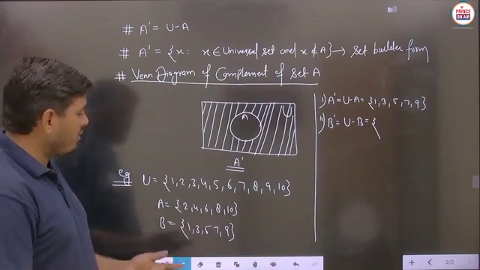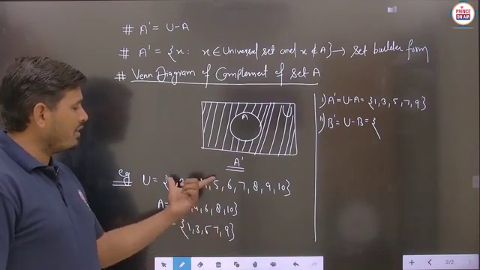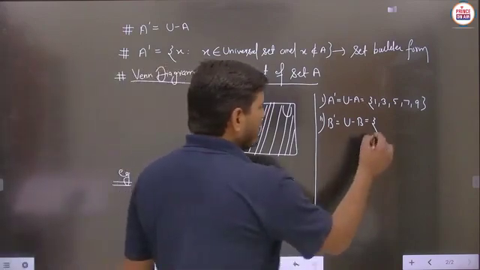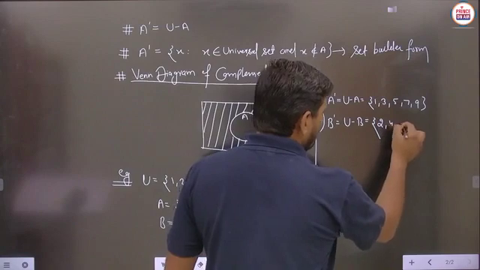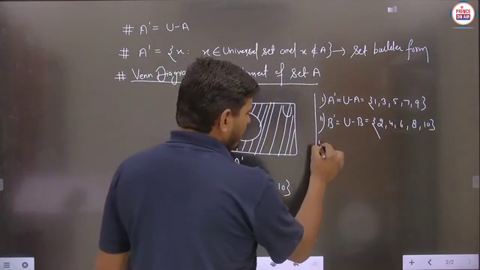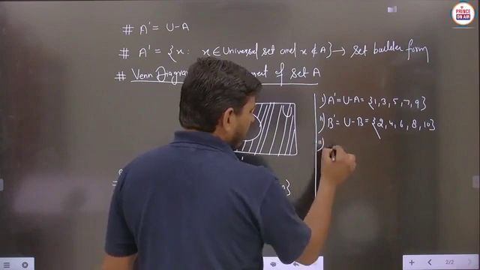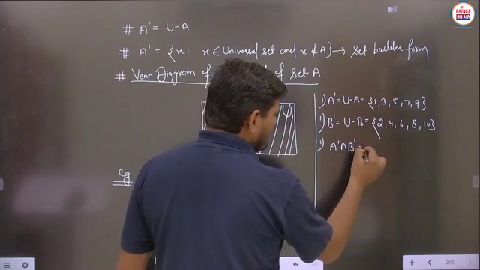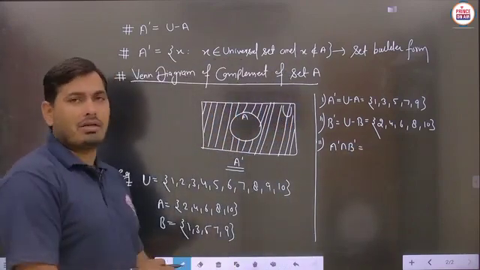So definitely students, these elements are to be removed from the universal set, then it will be the answer of B dash. So you will write the answer as 2, 4, 6, 8, 10. Now suppose a question where we have to just calculate A dash intersection B dash.